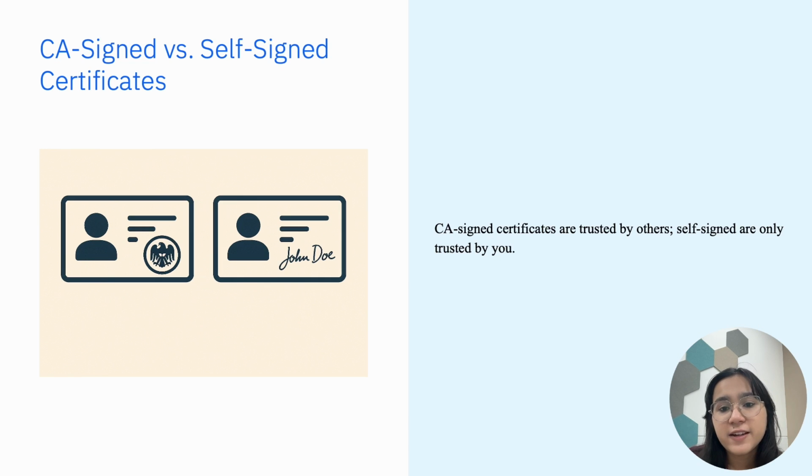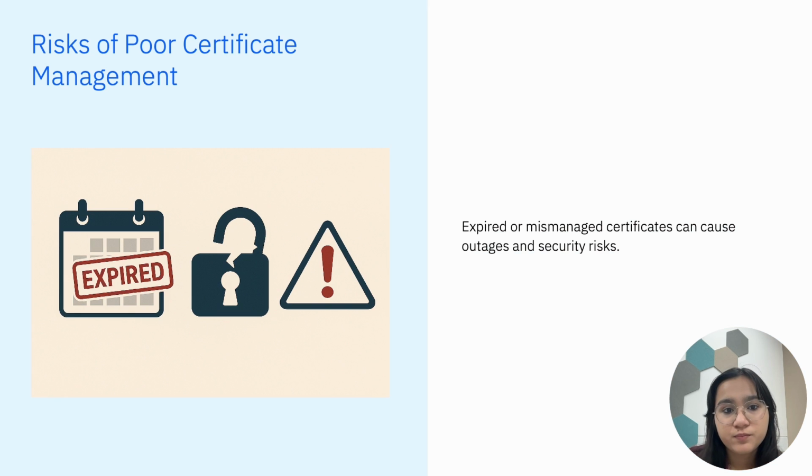A CA signed certificate is like an official passport. Everyone recognizes and trusts it. A self signed certificate is like making your own ID card at home. It might work for you, but no one else will trust it unless you tell them to.